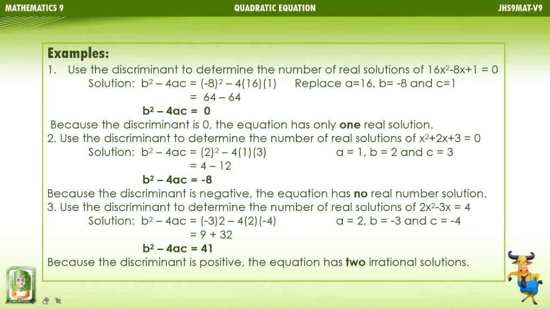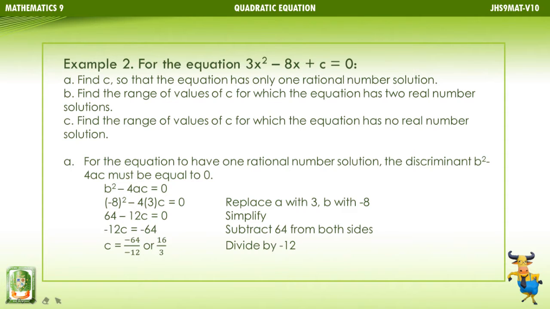3. Use the discriminant to determine the number of real solutions of 2x squared minus 3x equals 4. Solution: b squared minus 4c equals negative 3 squared minus 4 times 2 times negative 4, replacing a with 2, b with negative 3 and c with negative 4. Equals 9 plus 32. b squared minus 4c equals 41. Because the discriminant is positive, the equation has two irrational solutions.